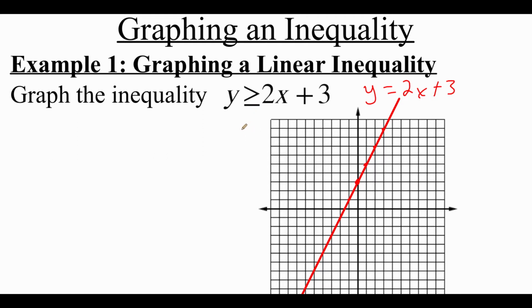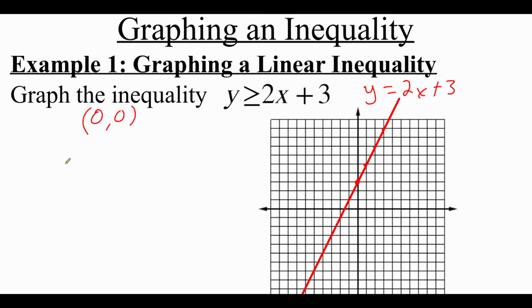Now what we need to do next is pick a point that we can test out in our inequality to see if it works. I personally like to use the point (0, 0) if it's available. So as long as our line is not going through the origin, then we're going to be able to use that (0, 0) point. If our line does go through the origin, then we'll just have to pick a different point to test out. So I'm going to plug in (0, 0) in my inequality to see if it works or not.